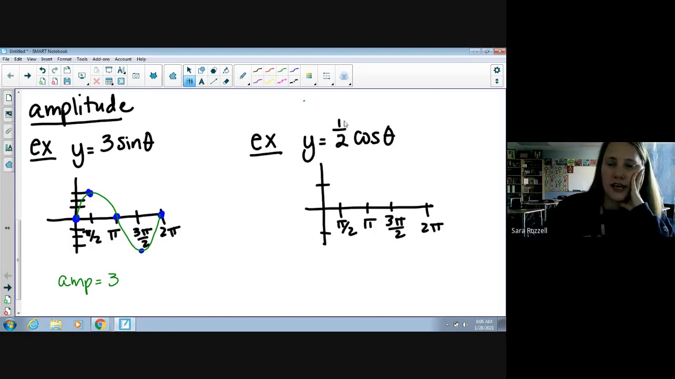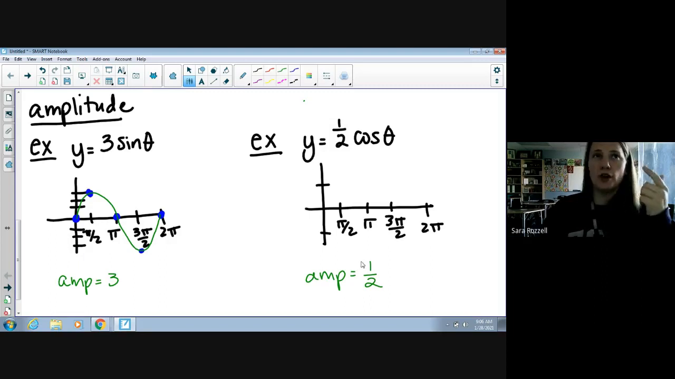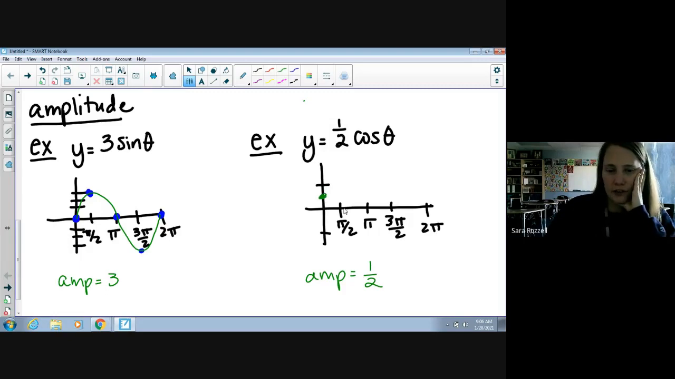All right, on our second one, our amplitude is 1/2, which means that where we would normally go up to 1, instead we're just going up to 1/2. So cosine normally starts at 1, but for this one, we're going to start at 1/2. Then we hit 0, then -1/2, then 0, then 1/2.